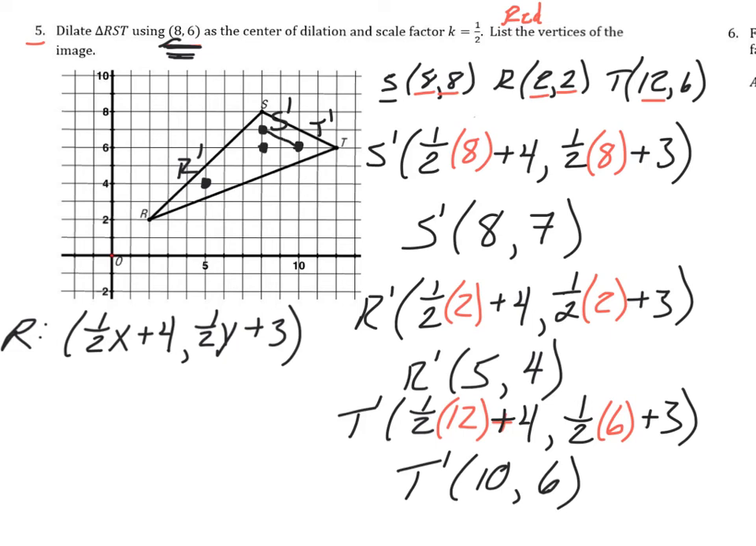So now I can connect my 3 points to figure out where exactly triangle R prime, S prime, T prime is. So it pretty much is where I predicted. I knew it was going to get smaller because of that scale factor, definitely a reduction. The center of dilation is inside my preimage, which means that it's going to shrink towards the middle of that preimage figure.